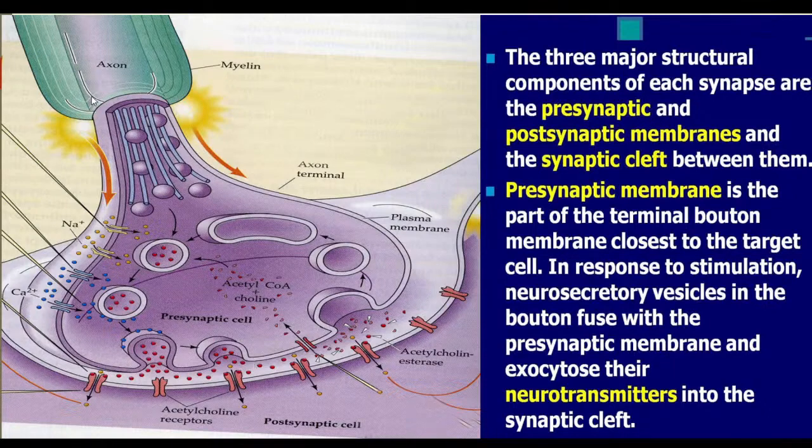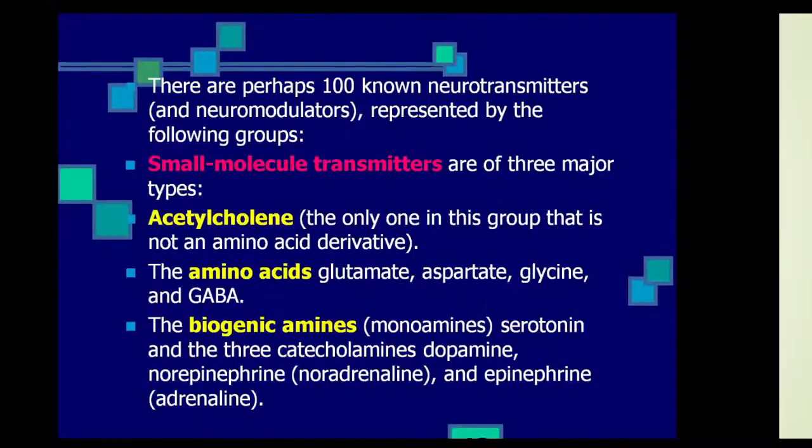retrograde transport. As an effect of these disorders, the nerve cells can die via apoptosis after time. Because it's very dangerous to use these drugs, anesthetic substances, for blockage of this transmission. There are perhaps 100 known neurotransmitters and neuromodulators. This is a special name.